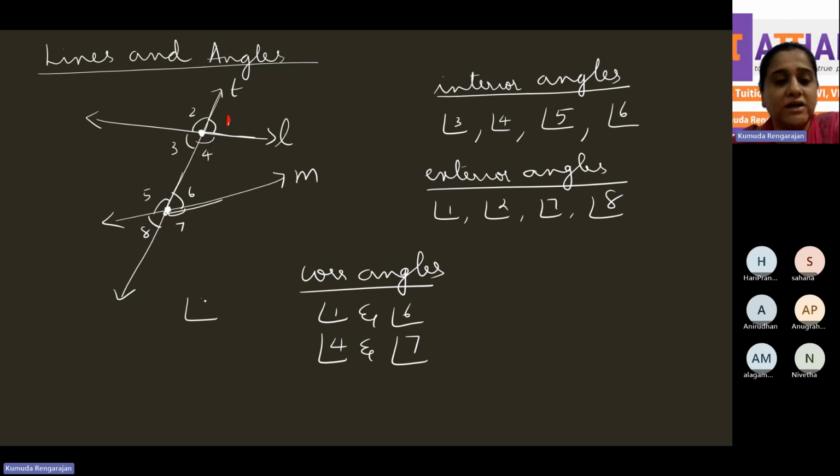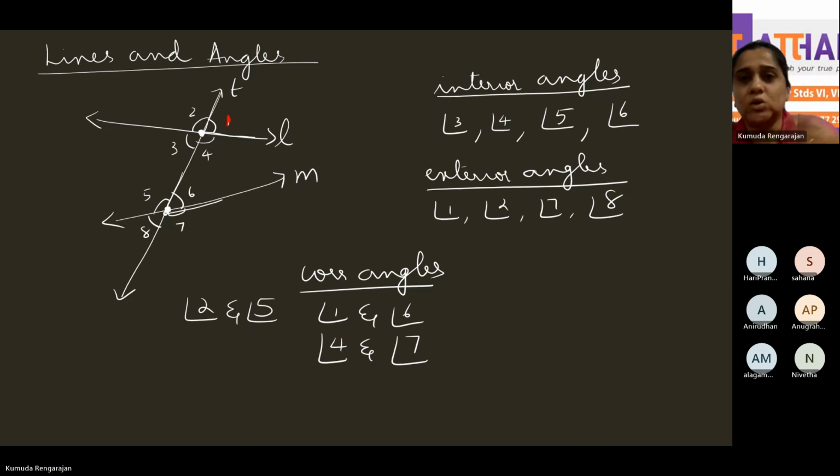Some more pairs. Angle 2 and angle 5. Both angle 2 and angle 5 lie on the left side of the transversal, the same side. 2 is an exterior angle, 5 is an interior angle, correct? And they have different vertices. So 2 and 5, another pair of corresponding angles.